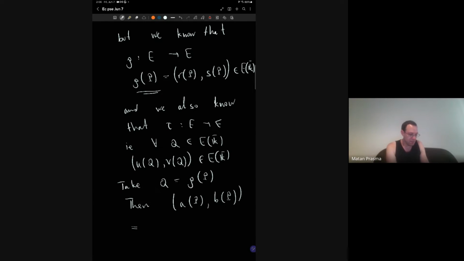This is simply tau of rho of P, which is tau of Q. Well, whatever. This is guaranteed to be a point in E.